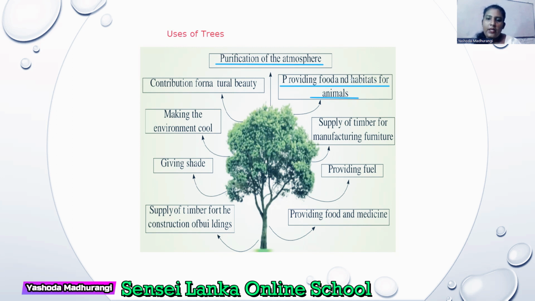Next one, supply of timber for manufacturing furniture. They give us timber. We can make chairs, desks, and many other things. And also they give us fuel. When the trees die, they go inside the soil and they make fossils. After thousands of years, they are making fossils. So we can get fossil fuel like petrol and diesel. That is one thing. And also they give us firewood. Come to the next one.